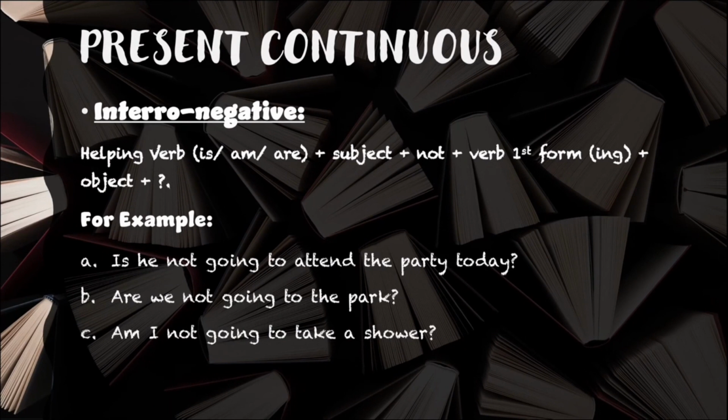Interrogative negative is the combination of interrogative and negative sentences. We'll use the helping verb in the beginning. The only difference is that we will add not after the subject. For example, is he not going to attend the party today? Are we not going to the park? Am I not going to take a shower?